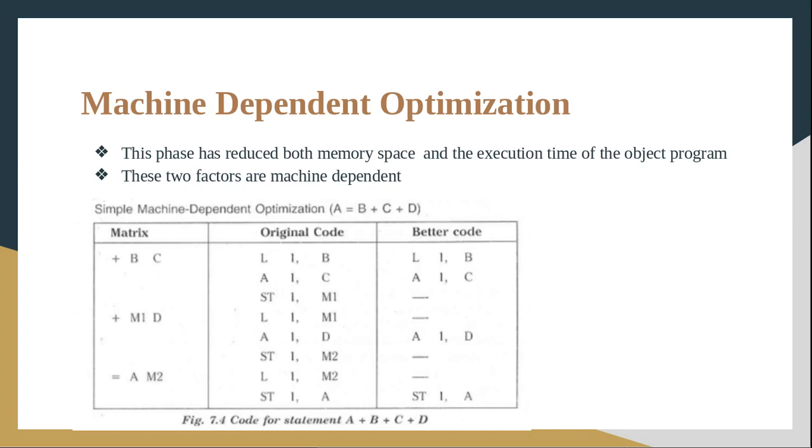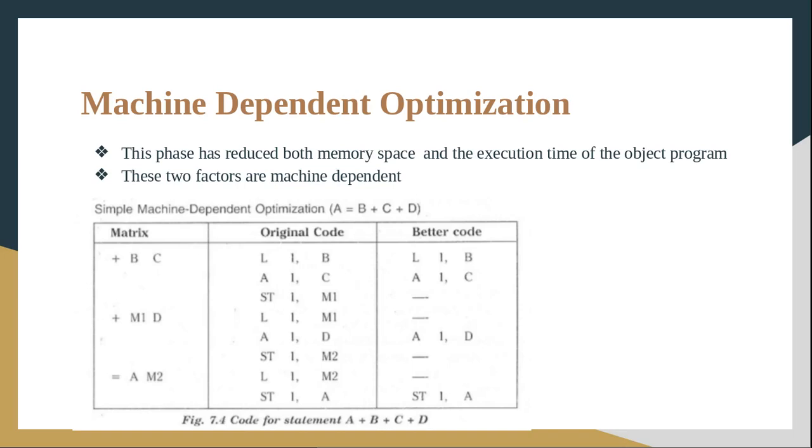Since plus B C is the first matrix line, what is the object code for plus B C? We have seen it in the production table. It will be L 1, B, which means load the value of the variable B into register 1. Then A 1, C means add the content of register 1 with the variable value C, so the result is available in register 1. Then ST, store the value of register 1 into the variable M1. This is the corresponding object code for plus B C.